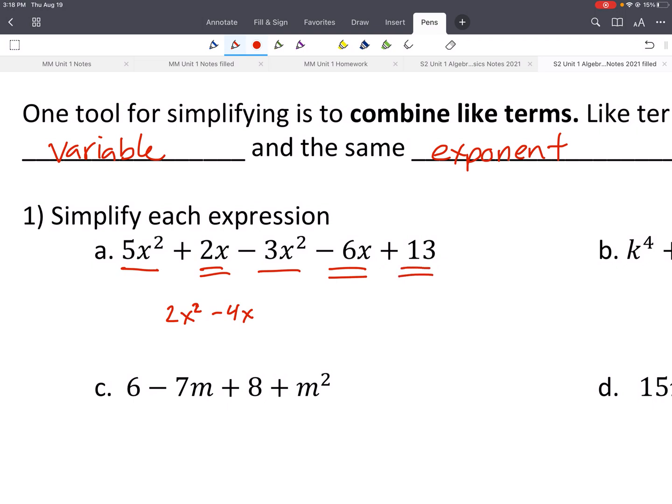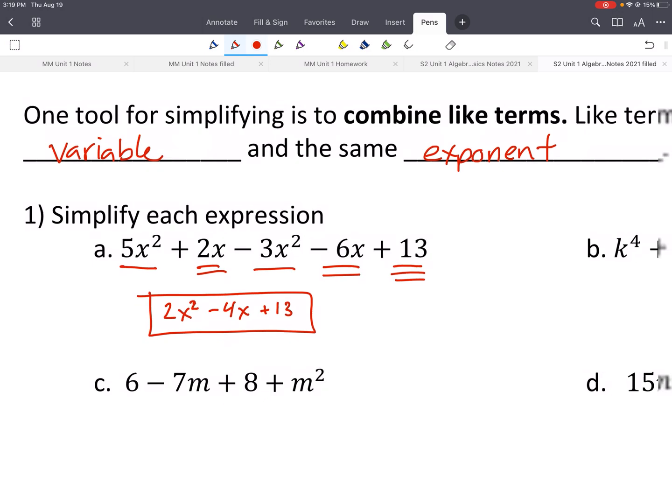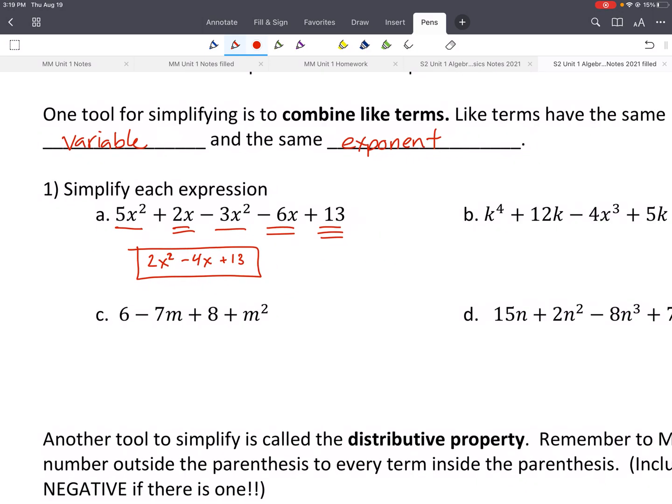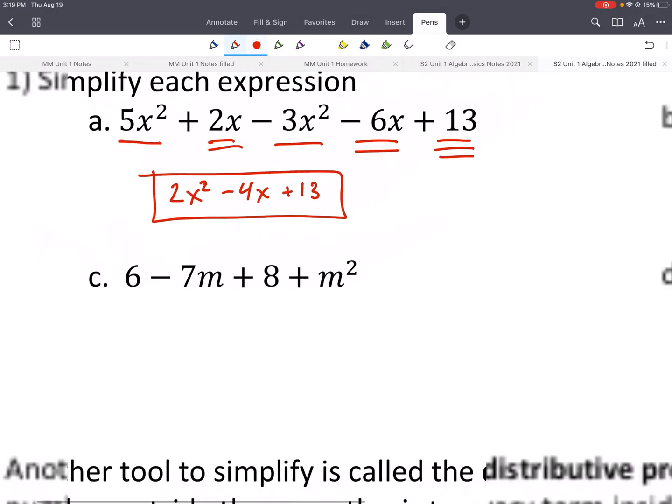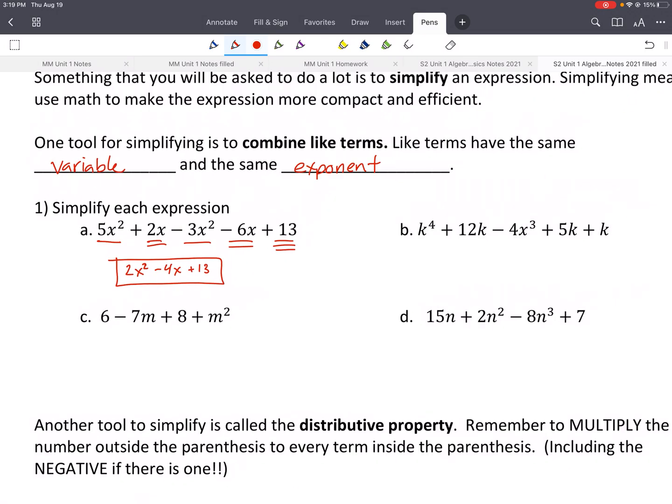And then finally, we have our constant by itself, and that's okay. We'll just write 13. And then this already puts you in standard form. So again, please always write your equation in standard form. So like this, C, that would not be in standard form, and you would lose points for that. Okay?